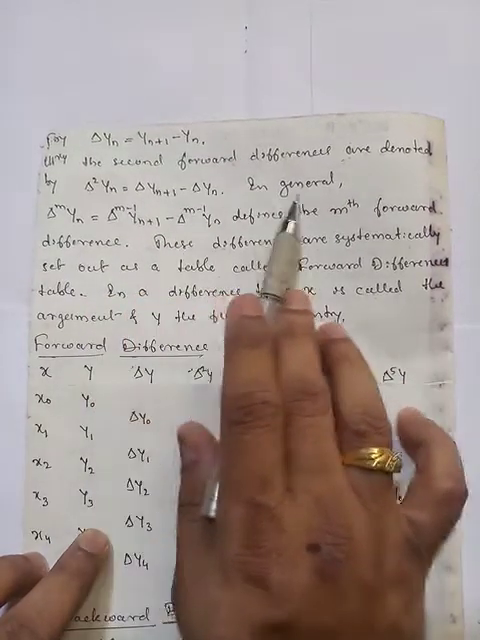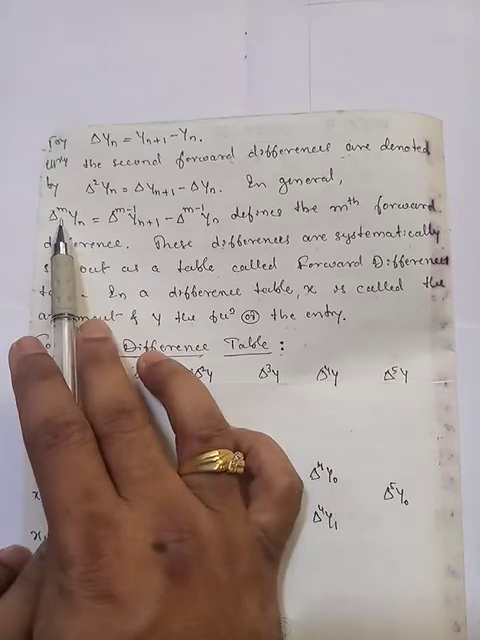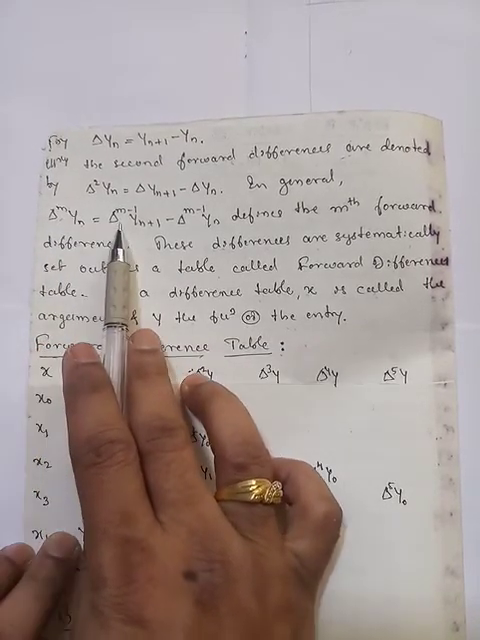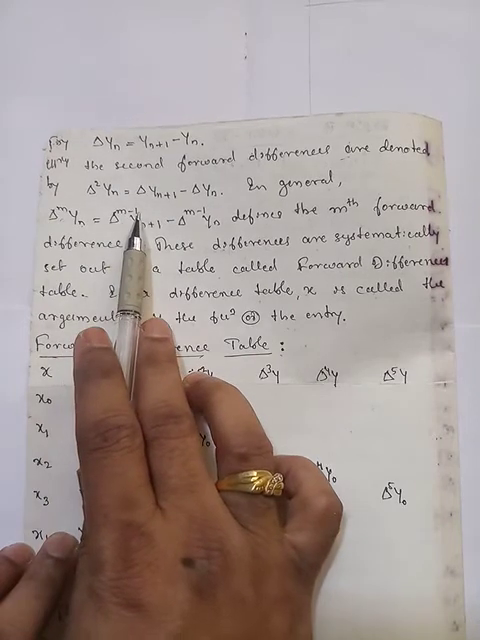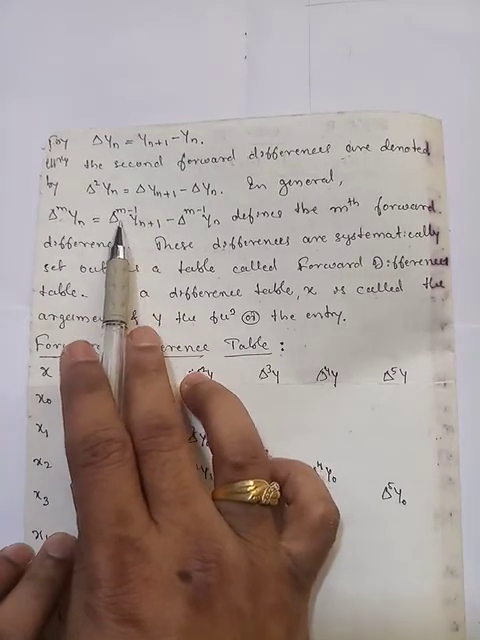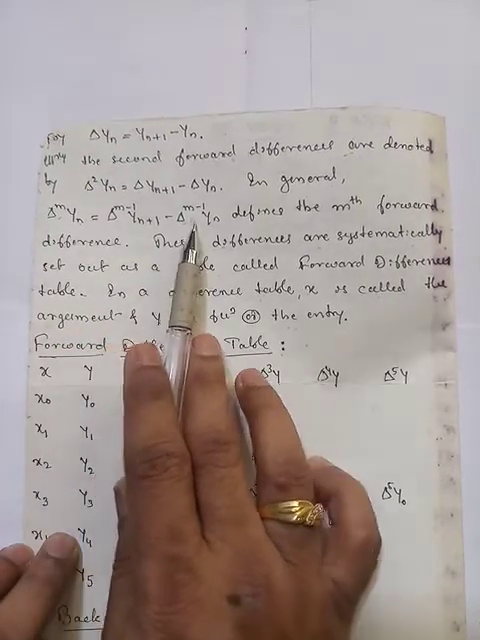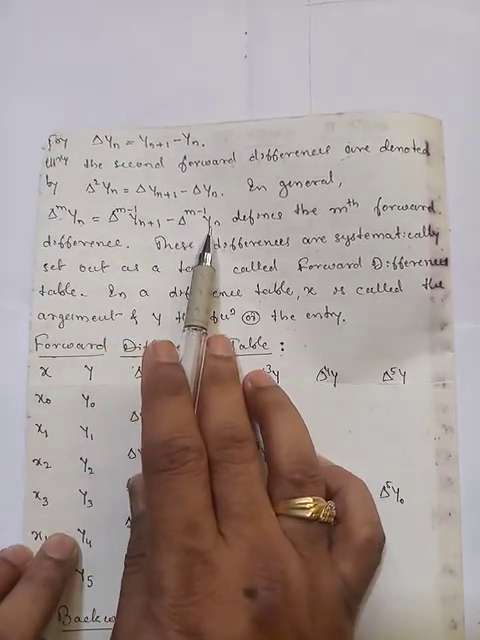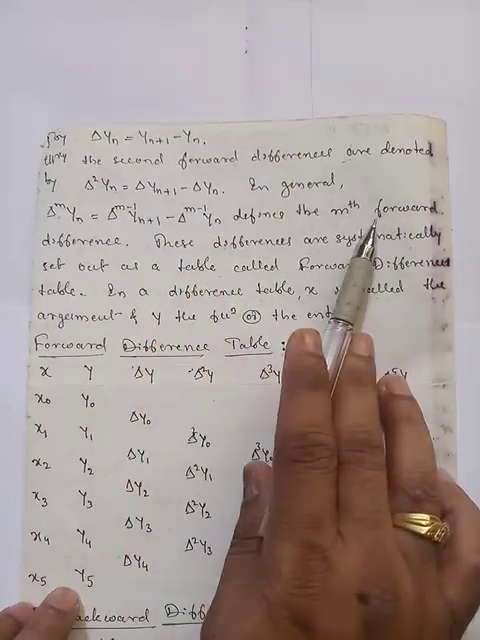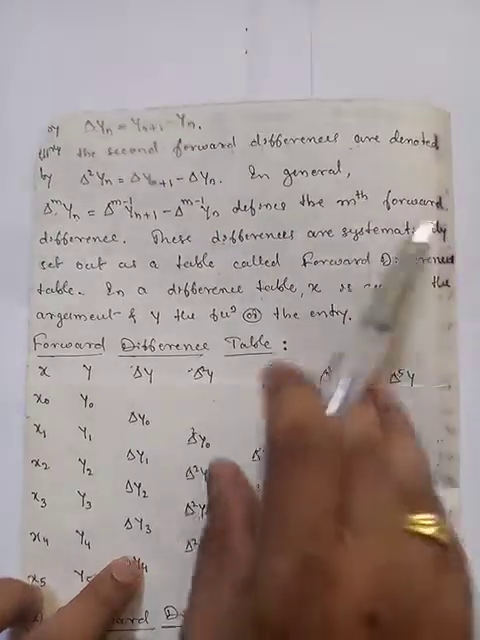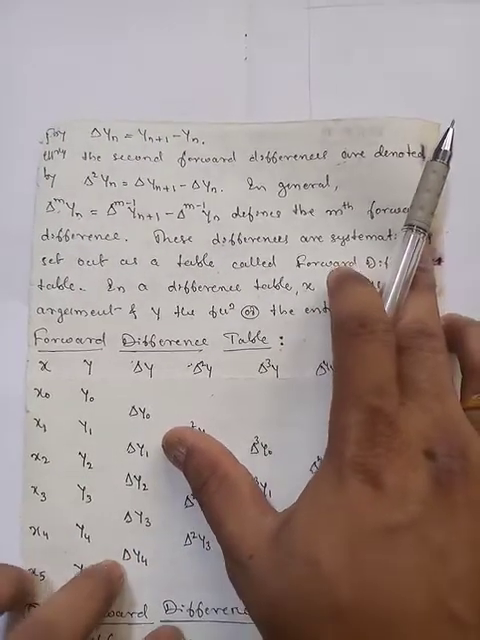So in general, the mth forward difference, delta raised to m yn, is in terms of the (m minus 1)th forward difference, that is, delta raised to m minus 1 yn plus 1 minus delta raised to m minus 1 yn. This defines the mth forward differences. This is the way we write the forward differences.